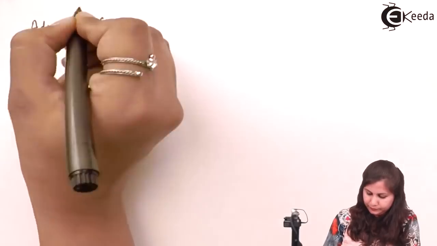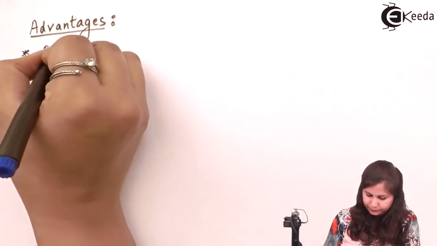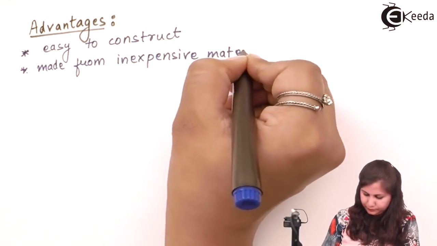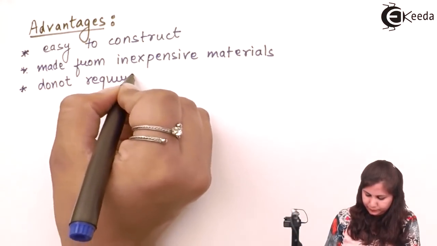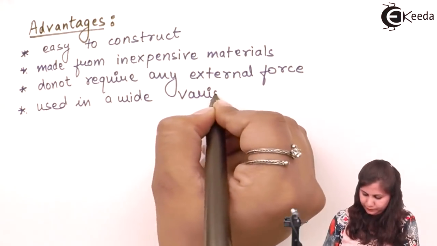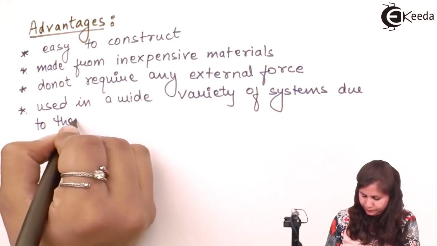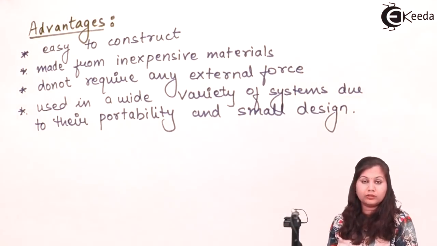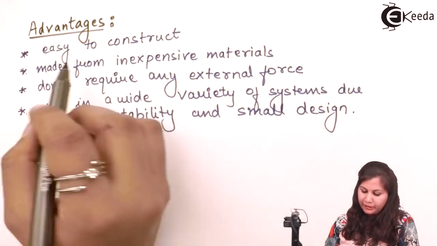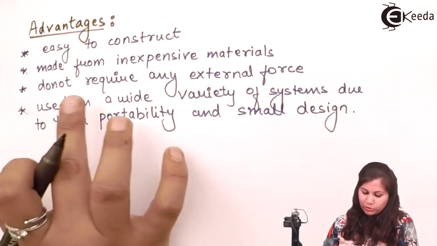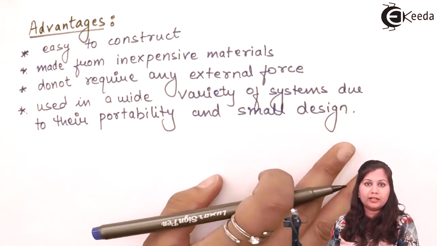Now comes the advantages of the rotameters. Some of the advantages of the rotameters are that they are very easy to construct. They are made from inexpensive materials. They do not require any external force except the substance which is used to measure the flow rate. And also they are used in a wide variety of systems due to their portability and small design.